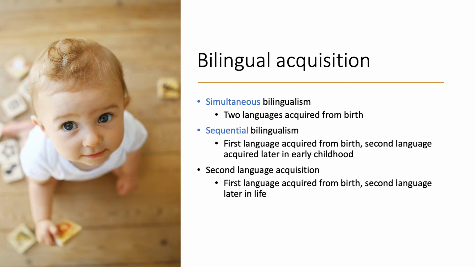In both simultaneous and sequential bilingual acquisition, both languages are acquired early on, and so we expect native-like competence in those languages. The third scenario is when the first language is acquired from birth, and then the second language is acquired later in life, after puberty. For example, when people move to a different country as adults, or when they learn a second language in school or university.